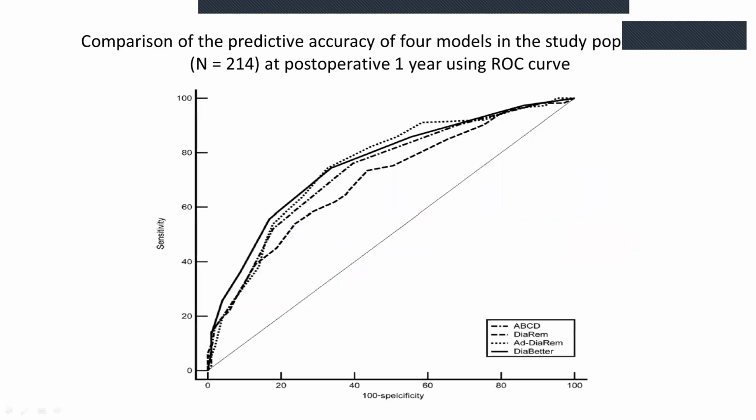So this was the area under the receiver operating characteristic curves, which was plotted. The solid line representing the DiaBetter score has the highest discriminative capacity, followed by the dotted line, which is the Advanced-DiaRem score, followed by this, which is representing the ABCD score, and the least area under the curve was in case of the DiaRem score, according to their study.